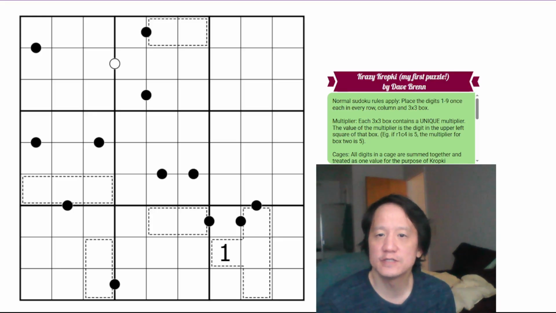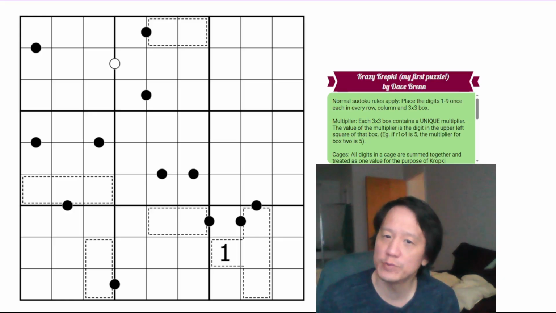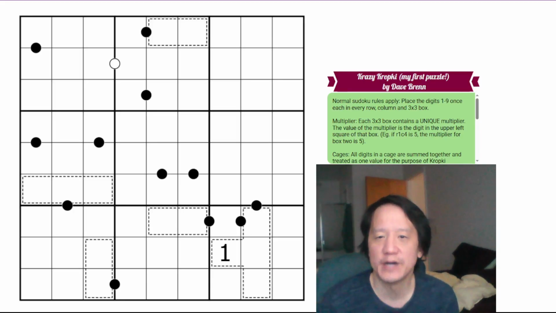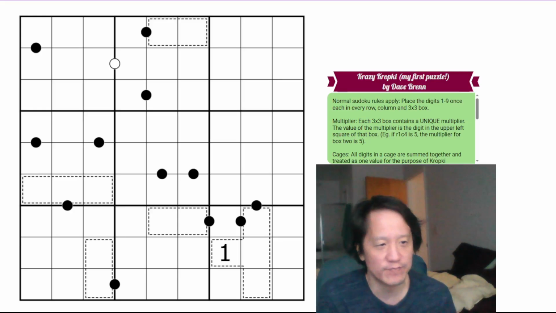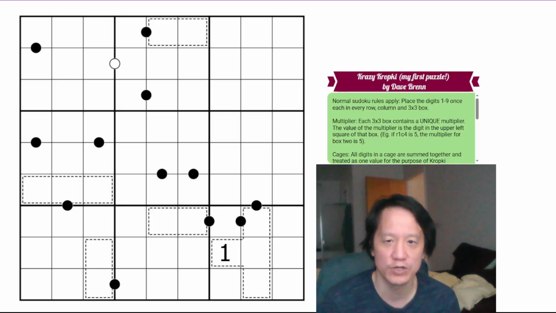And take that easiness with a grain of salt, because it's considered easy by the people on the Logic Masters Germany forum, and there's a lot of really smart people there. Today's puzzle is called Krazy Kropki, My First Puzzle by Dave Bren. And congrats! Setting puzzles always involves a lot of work, so nice job setting your first puzzle.